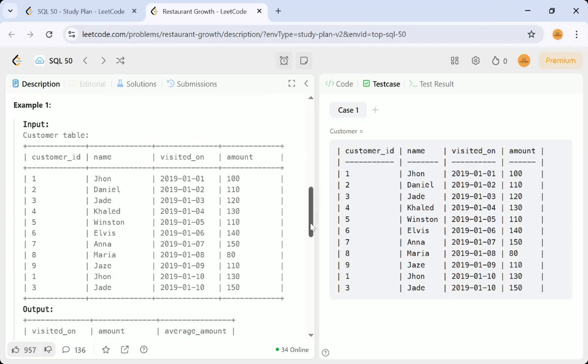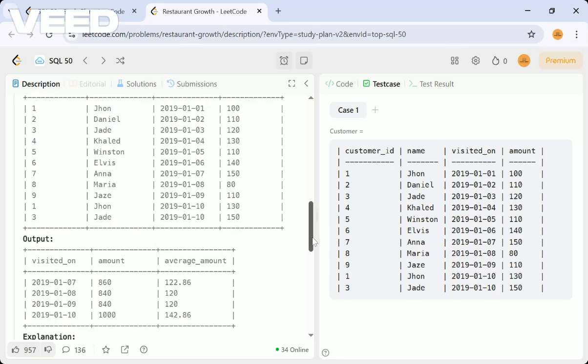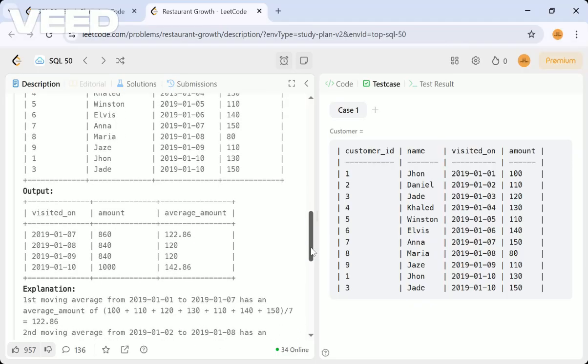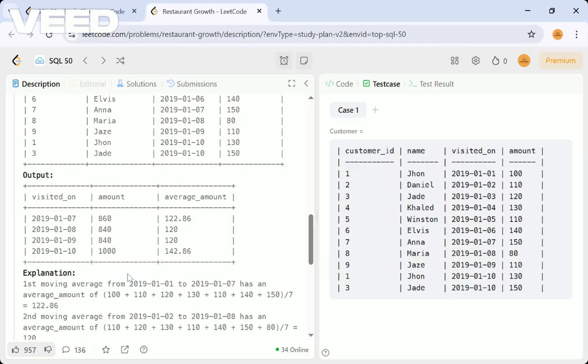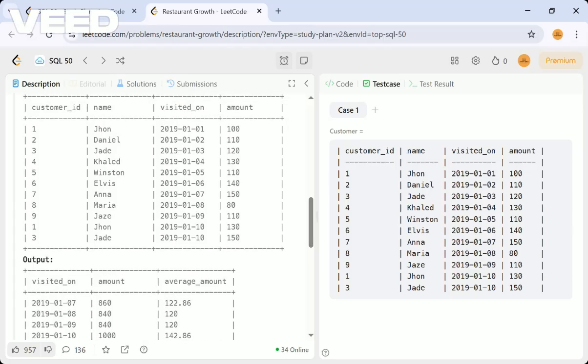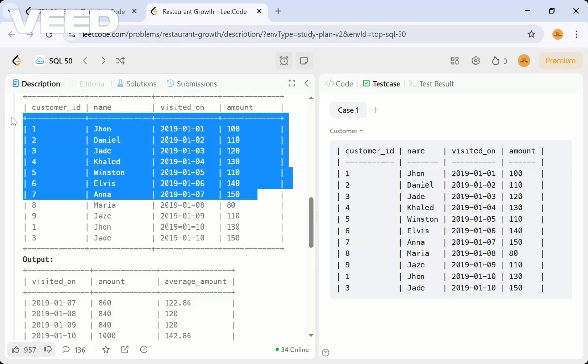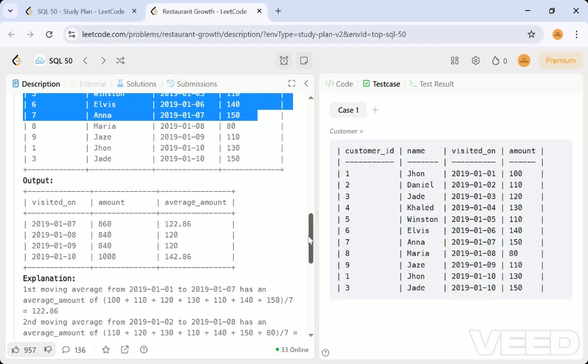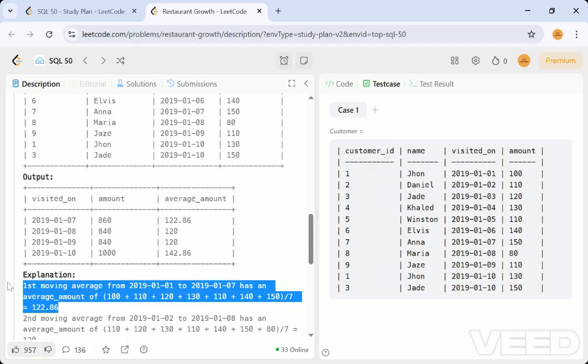So this is the example so that you can understand. The customer table has some data: customer IDs, names, visited on dates, and amounts. Consider the first moving average from day 1 to 7, which has an average amount of 112. This is one week. You average 100 plus 110 plus 120 plus 150 and so on over 7, and we get 112 as the average.